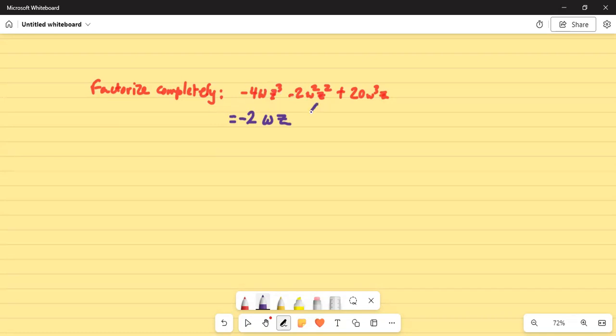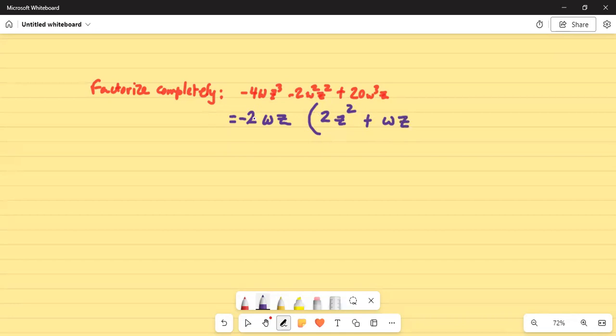Minus 4 divided by minus 2 is 2. W divided by W is 1. Z cubed divided by Z is Z squared. Minus 2 divided by minus 2 is plus 1, so we write a plus. Then W squared divided by W is W. Z squared divided by Z is Z.